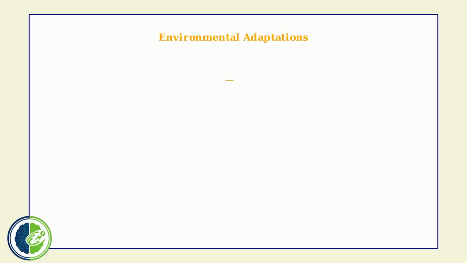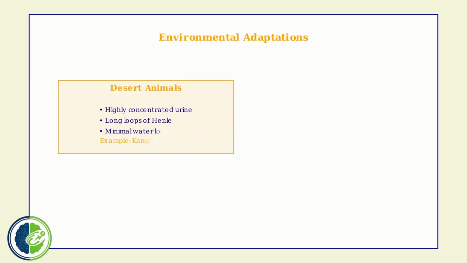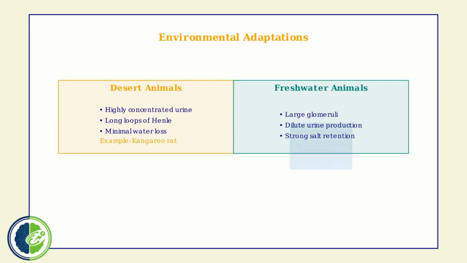Here's where it gets really interesting. Different environments have shaped these excretory systems in amazing ways. Desert animals like the kangaroo rat have super efficient kidneys that produce extremely concentrated urine to save every drop of water. On the flip side, freshwater fish face the opposite problem: too much water. They have large glomeruli that filter lots of water and produce very dilute urine. Their kidneys work overtime to keep salts in and water out.